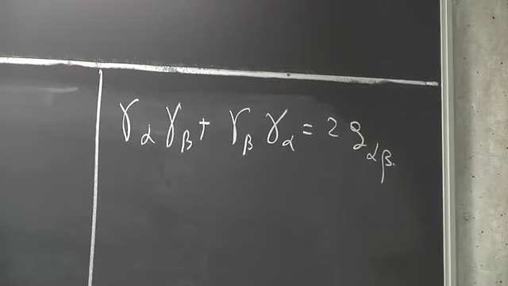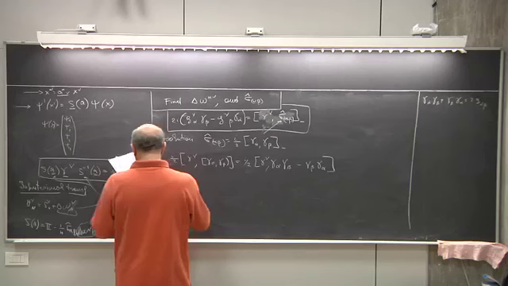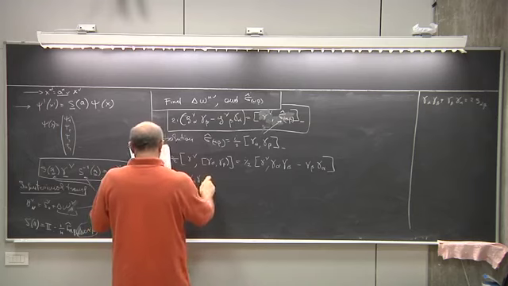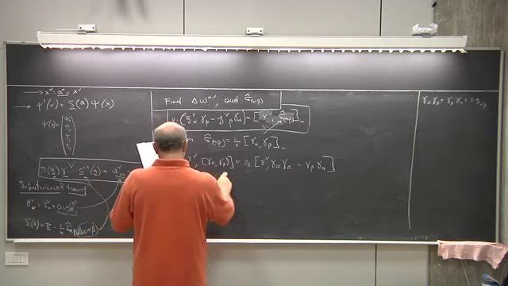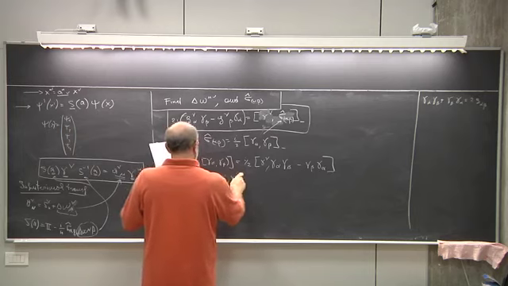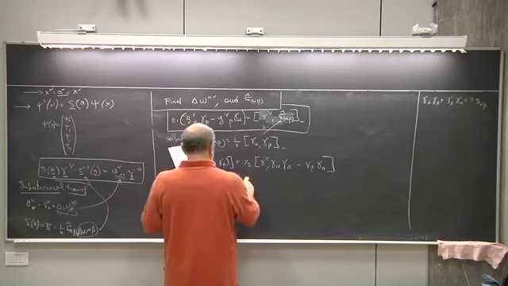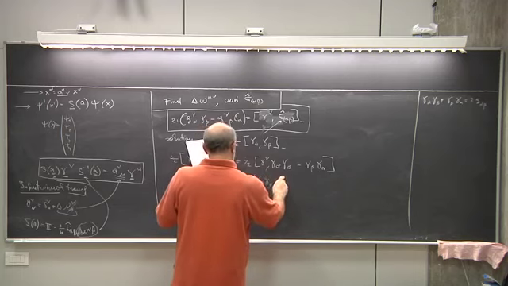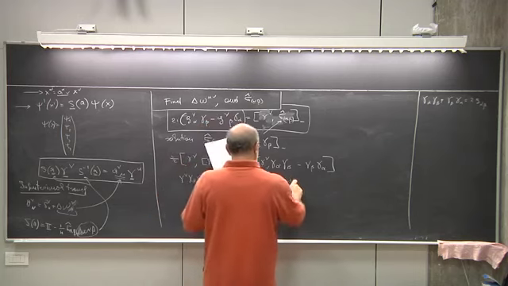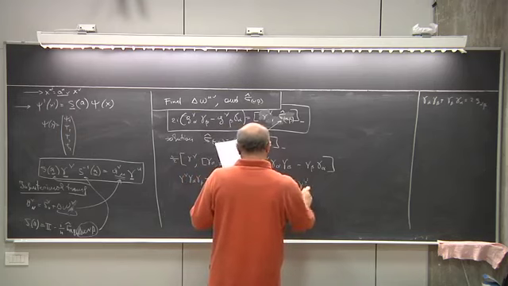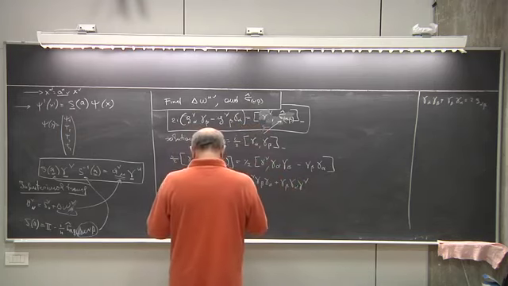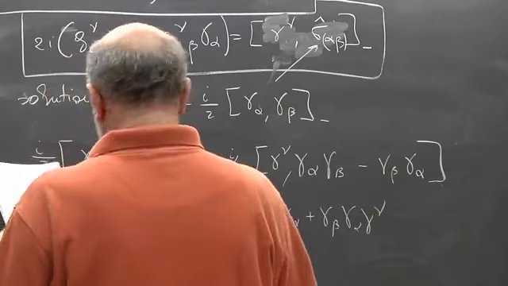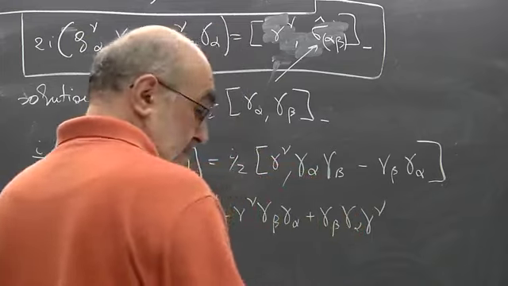Okay, so now let's do these things. You get gamma nu, gamma alpha, gamma beta, minus gamma alpha, gamma beta, gamma nu. Then I have with the other one minus gamma nu, gamma beta, gamma alpha, plus gamma beta, gamma alpha, gamma nu. Now let's use the anti-commutator rule, that one, in these two pieces.